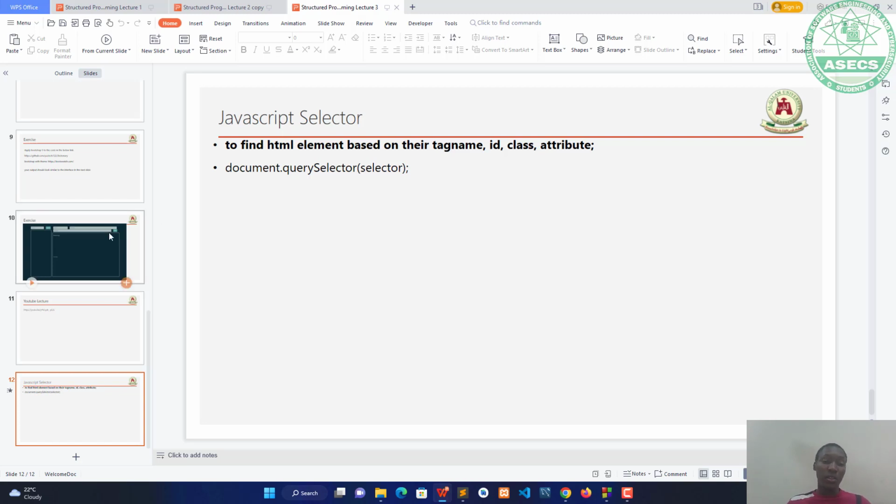Let's go to the next slide. So I guess that was all, and we have come to the end of this course, Structured Programming for level 3.